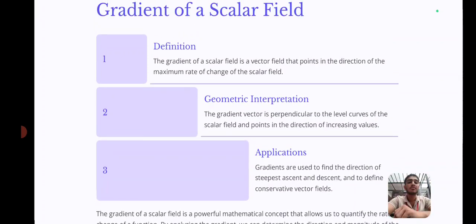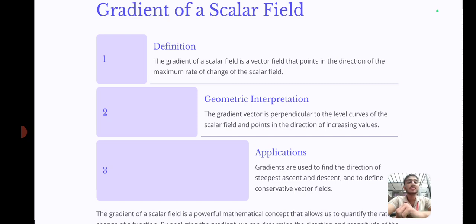Gradient of a scalar field. Definition: the gradient of a scalar field is a vector field that points in the direction of the maximum rate of change of the scalar field. Geometric interpretation: the gradient vector is perpendicular to the level curves of the scalar field and points in the direction of increasing values. Applications: gradients are used to find the direction of steepest ascent and descent and to define conservative vector fields.